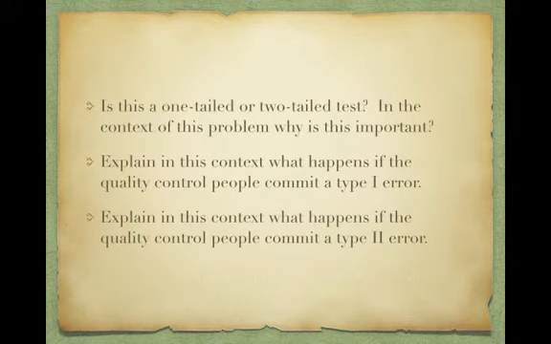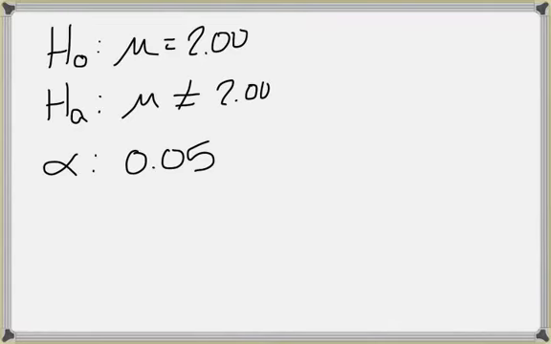Now, first of all, is this a one-tailed or two-tailed test? And in the context of this problem, why is this important? Well, one thing to note is the fact that we're just testing that the average is not 2. We're not saying that it's higher, we're not saying that it's lower, we're just saying that it's not. Okay, so that indicates that this is a two-tailed test because errors can be made both ways, where it's either greater than 2 or less than 2.